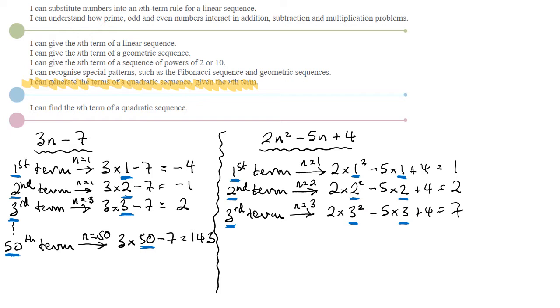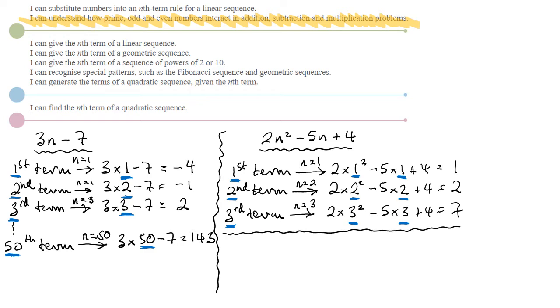Let's jump back to the list we were looking at, and let's go back here. Understand how prime, odd and even numbers interact with addition, subtraction and multiplication. Okay, there's not really a lot to say about this. It's basically what happens when you do odd plus odd and even times even. So I'm going to use the letter O for odd. I'm going to use the letter E for even. And let's just go through what happens when we do different calculations.